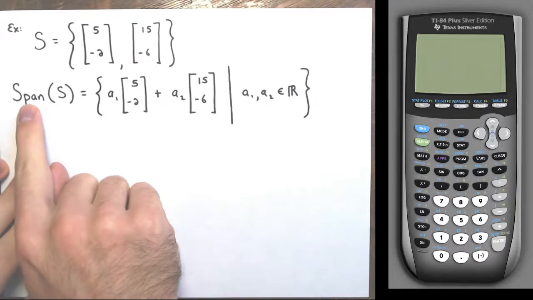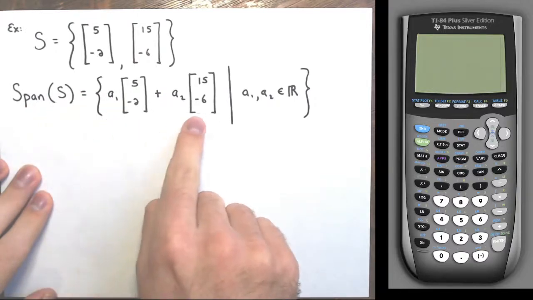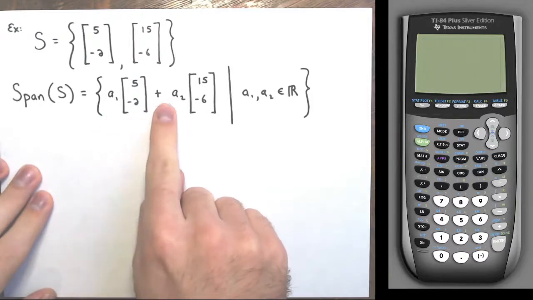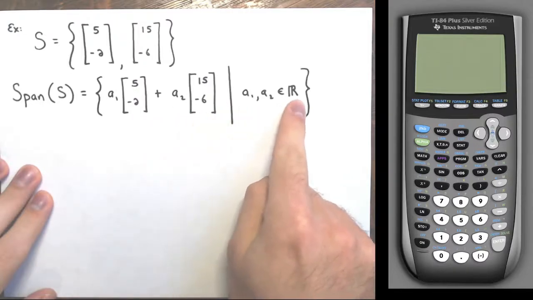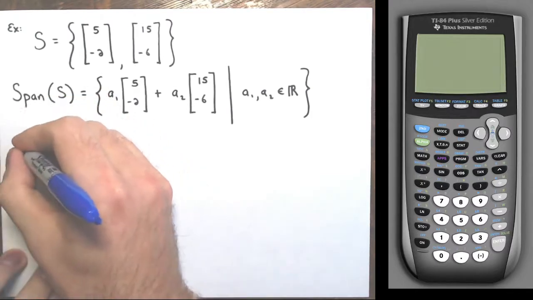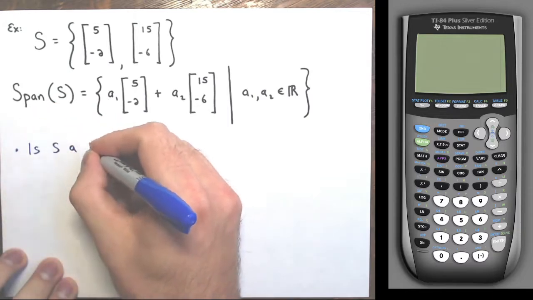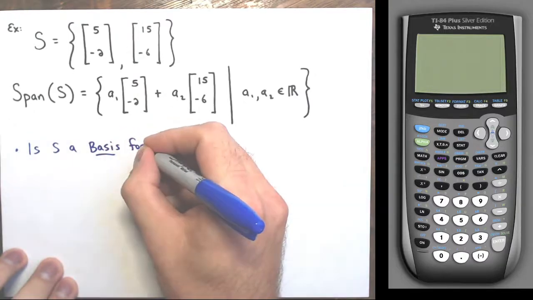Then the span of S is all linear combinations of those two vectors, right? Some scalar a1 times (5, -2) plus some scalar a2 times (15, -6). Right? a1 and a2 are scalars, real numbers. So again, the question is: is S a basis for the span of S?